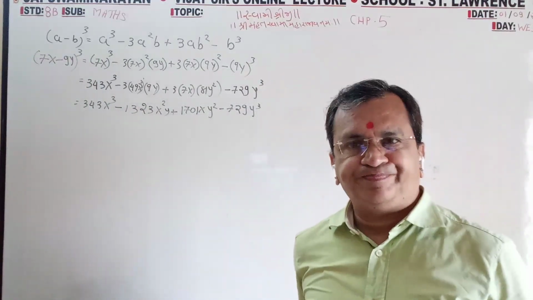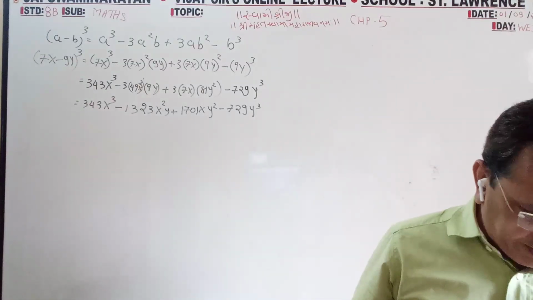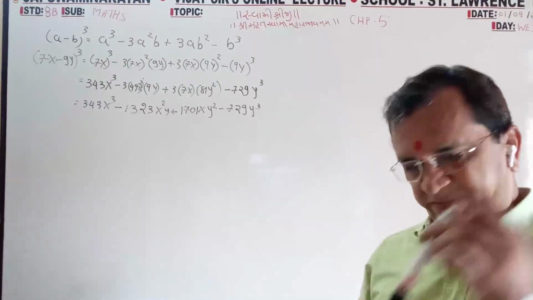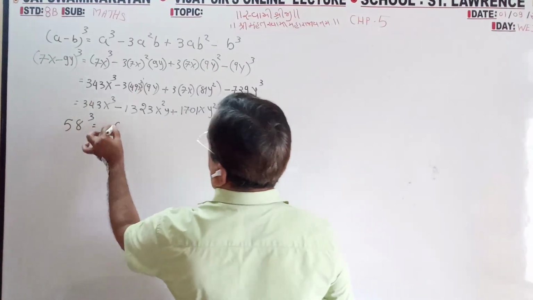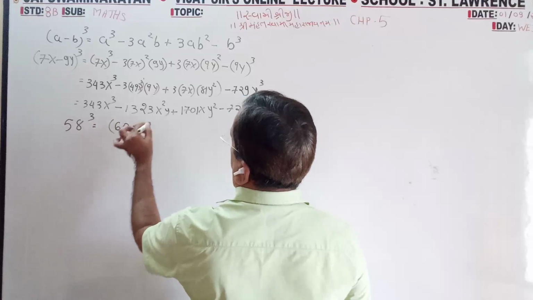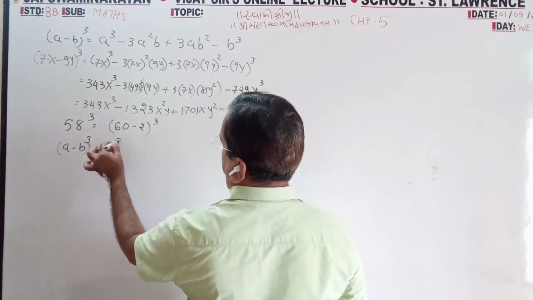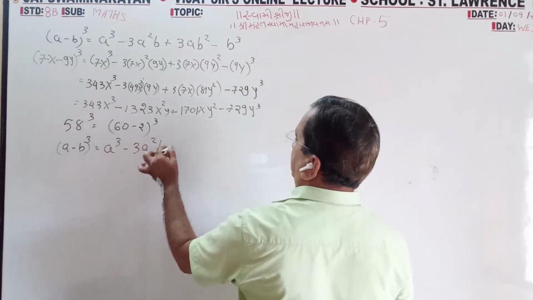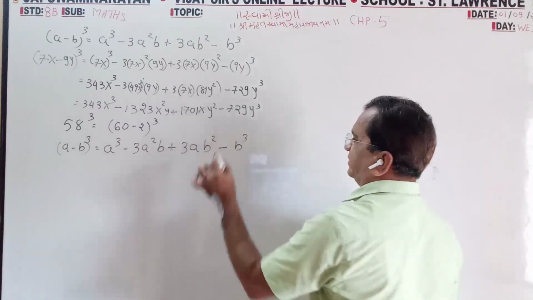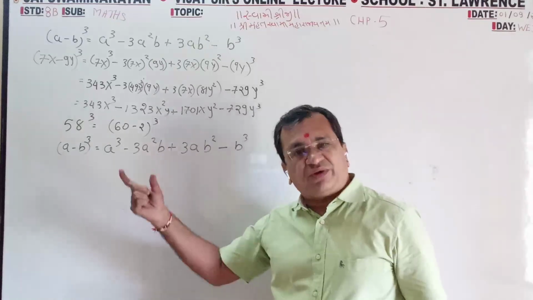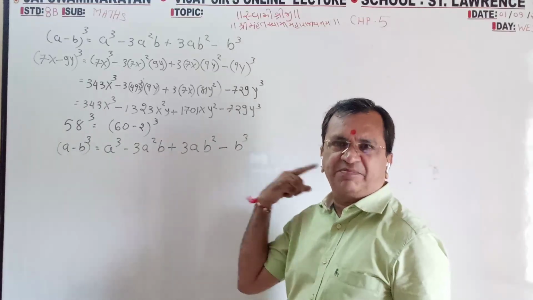Follow this. Now this we will take with numbers. It is 58 cube. So 60 minus 2 cube, so a minus b cube. It is a cube minus 3a square b plus 3ab square minus b cube. You have to remember the pattern: in minus, signs alternate, and in plus, all are plus.